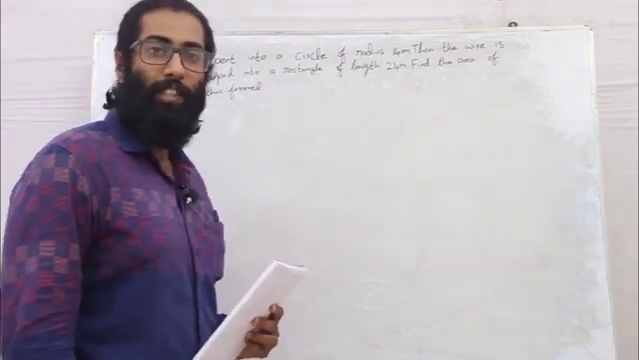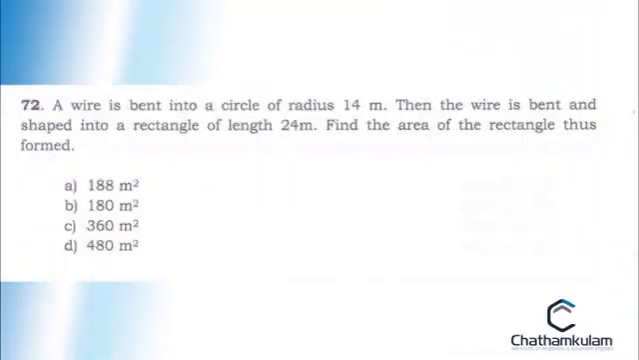So let's see the next question. Next question is, a wire is bent into a circle of radius 14 meter. Then the wire is bent and shaped into a rectangle of length 24 meter. Find the area of rectangle thus formed. So first, what is given in the question?